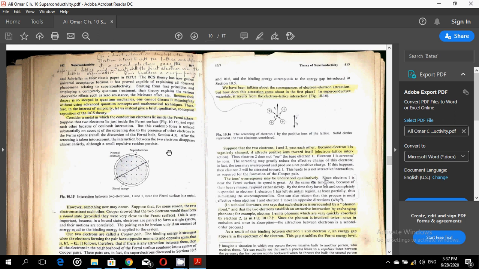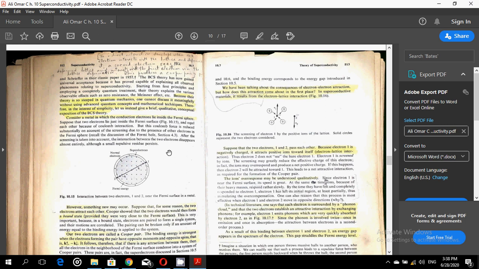However, something new may occur, we can suggest here. Suppose that for some reason the two electrons attract each other. Now, that is a novel concept here, and we will give you the reason for this. So it was Cooper who showed that these two electrons would then form a bound state provided they were very close to the Fermi surface.